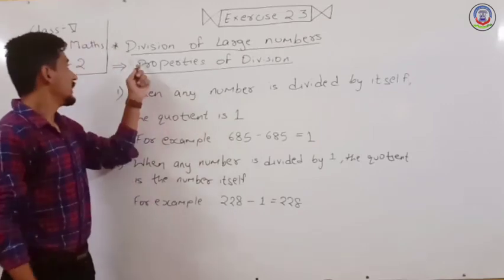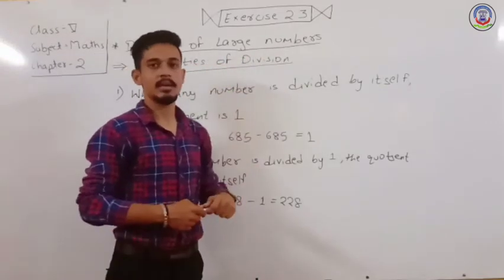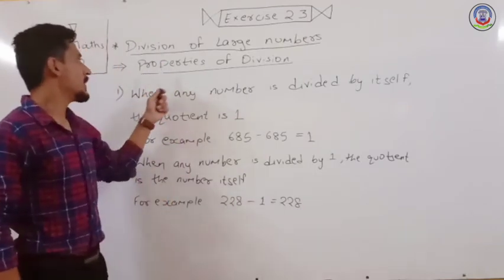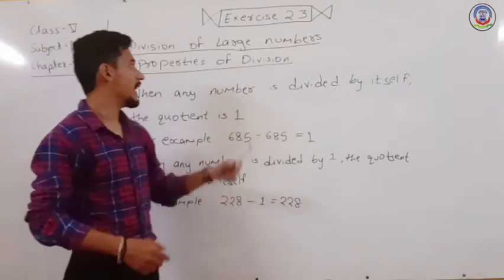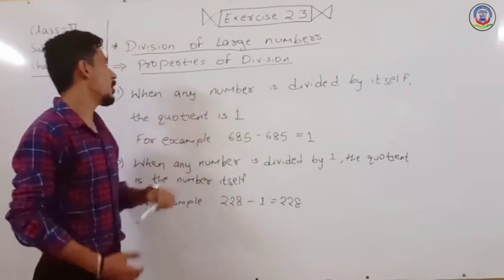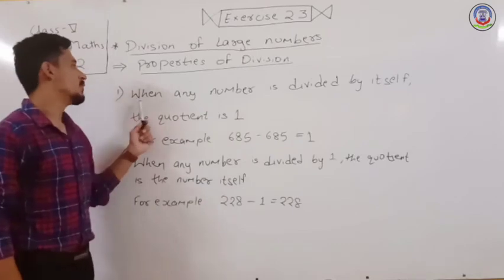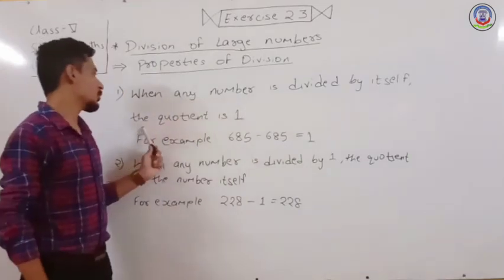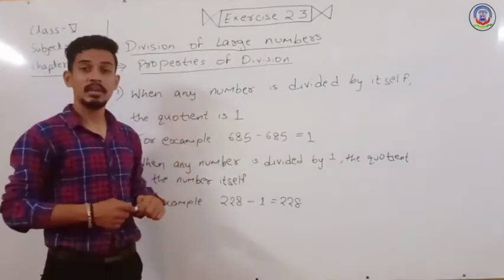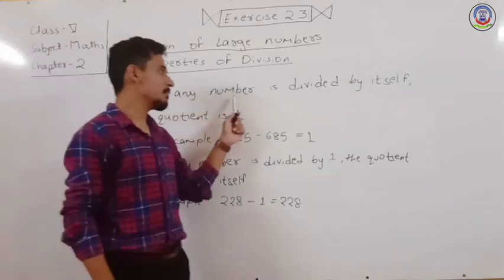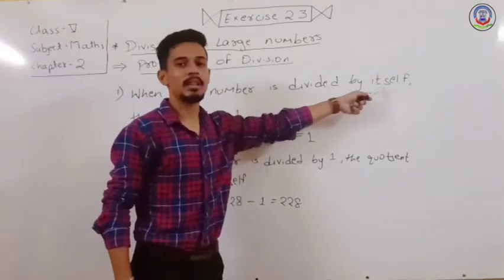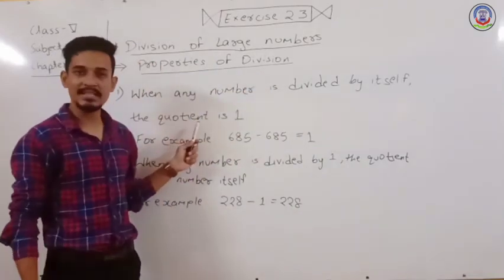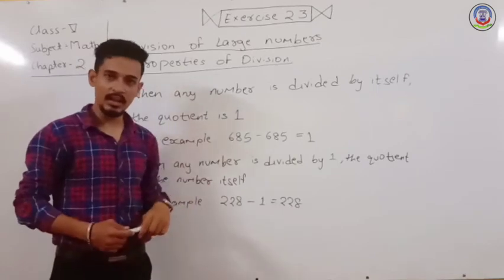Now, division of large numbers. अब हम क्या सीखेंगे? डिवीजन मतलब डिवाइडिंग. प्रॉपर्टीज ऑफ डिवीजन. इसके अंदर क्या है? प्रॉपर्टीज, डिवीजन की प्रॉपर्टीज. फर्स्ट नंबर, व्हेन एनी नंबर इज डिवाइडेड बाय इटसेल्फ द क्वोशिएंट इज 1. हमें क्या बताया गया है? जब कोई भी नंबर उसी नंबर से, इटसेल्फ मतलब वही नंबर से डिवाइड करते हैं तो क्वोशिएंट मतलब उसका आंसर क्या आता है? 1 आता है.